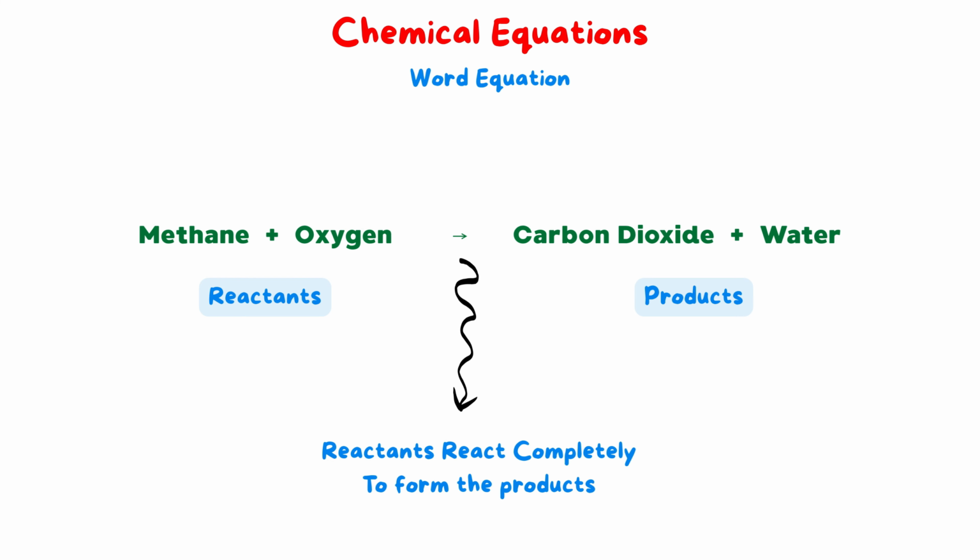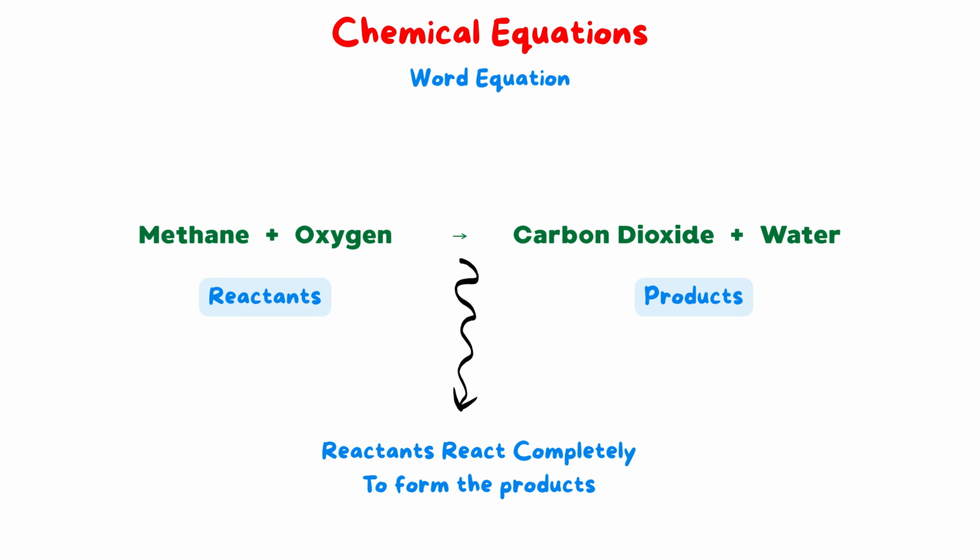In the word equation, we write the substances that take part in the reaction on the left-hand side. These are known as the reactants. In this case, the reactants are methane and oxygen. On the right-hand side, we write the substances that are produced during the reaction. These are called the products, which, in our example, are carbon dioxide and water. Between the reactants and products, we place a single arrow which points from left to right to show that the reactants have reacted completely to form the products.